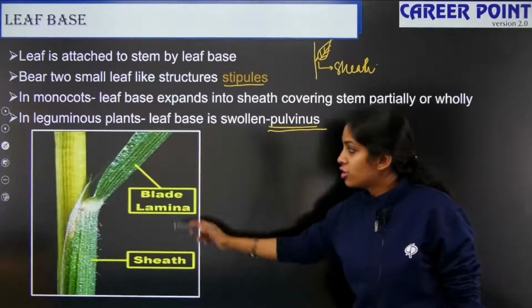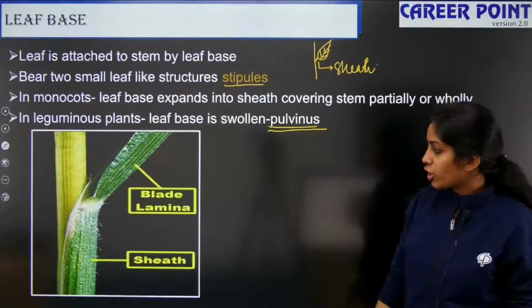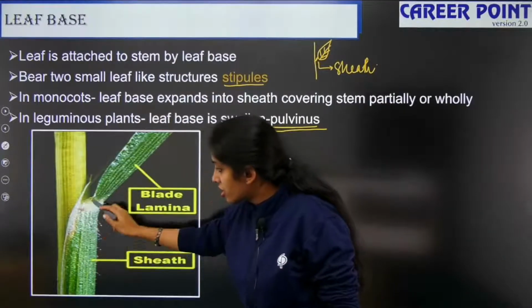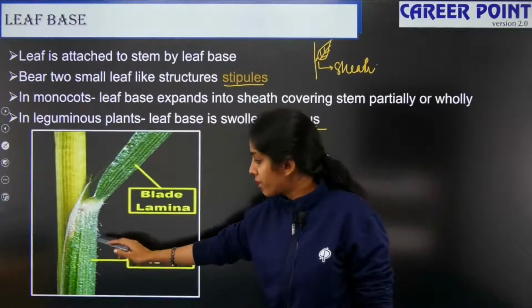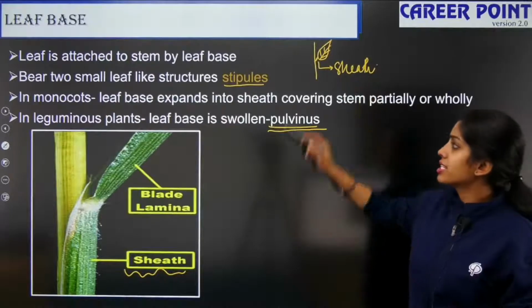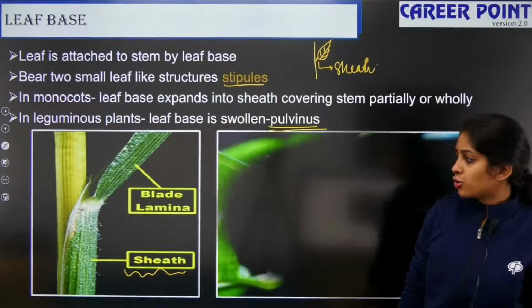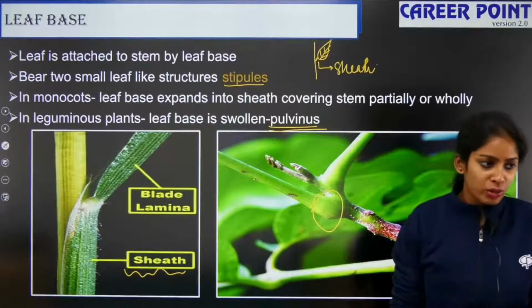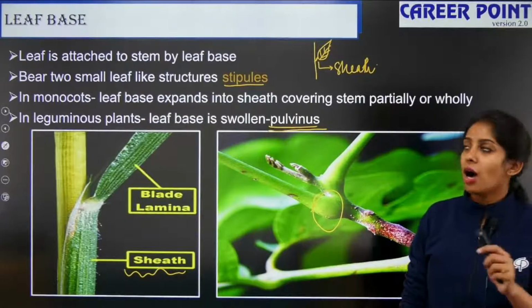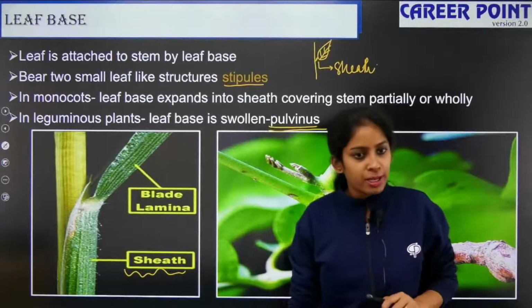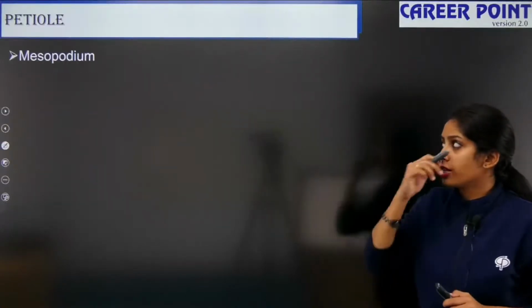So this is your sheath, and you have your leaf. This is your leaf, this is your stem, connected by the leaf base. Here the leaf base is sheath-like. Sheath is present in case of monocots. When the base of the leaf is swollen like this, it is known as pulvinus. You will remember how the leaf base is in monocots and how it is in dicots. Clear? Yes? Moving forward, the next structure is the petiole.